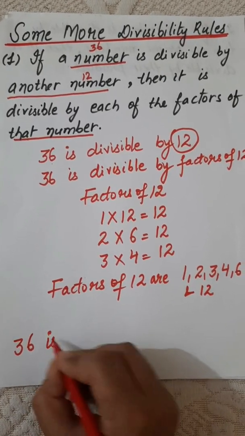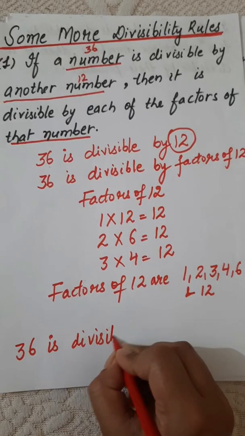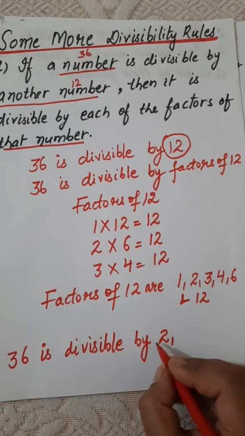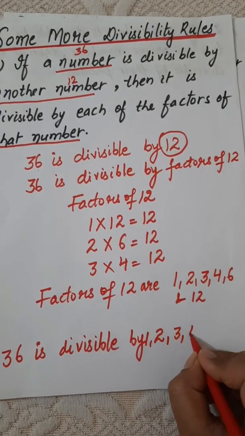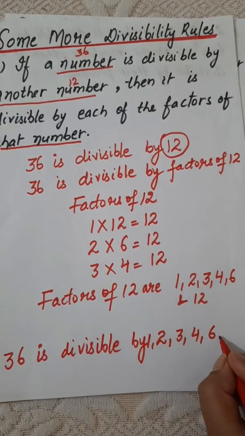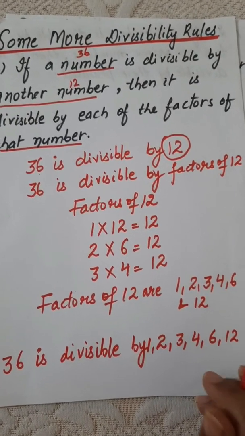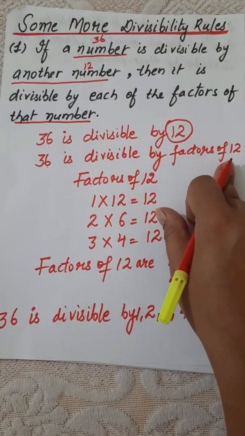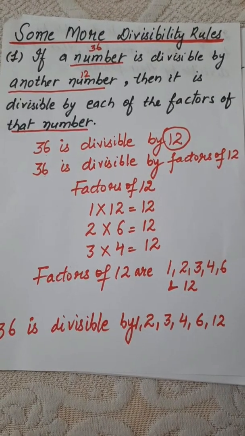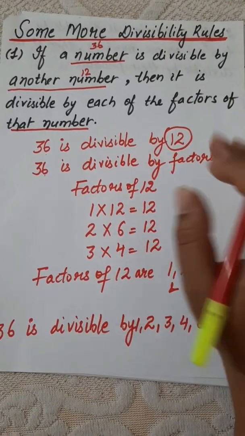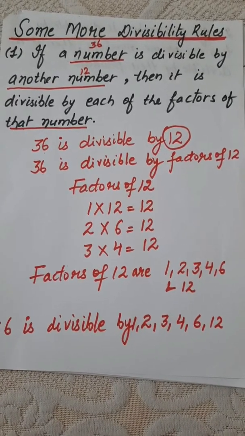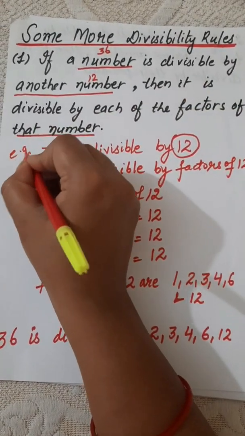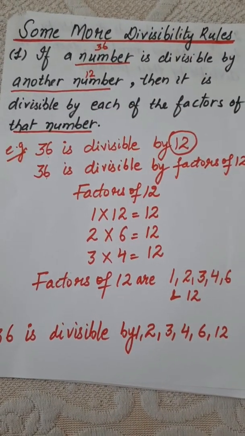So I can write 36 is divisible by 1, 2, 3, 4, 6 and 12 itself. So these are the factors of 12. So if a number is divisible by 12, it is also divisible by the factors of 12. And you can take any other example to satisfy this rule. So this is the first rule: if a number is divisible by another number, then it is divisible by each of its factors. So this is our first divisibility rule.